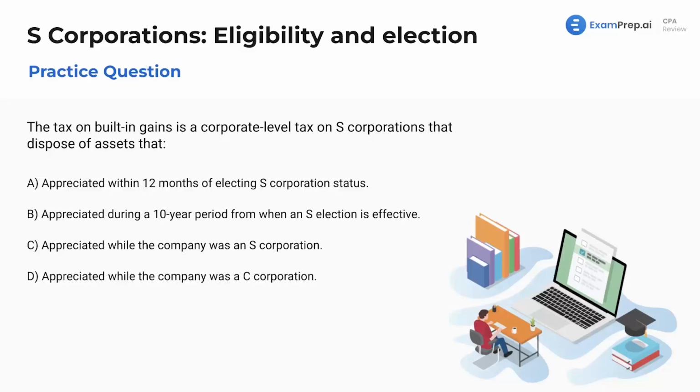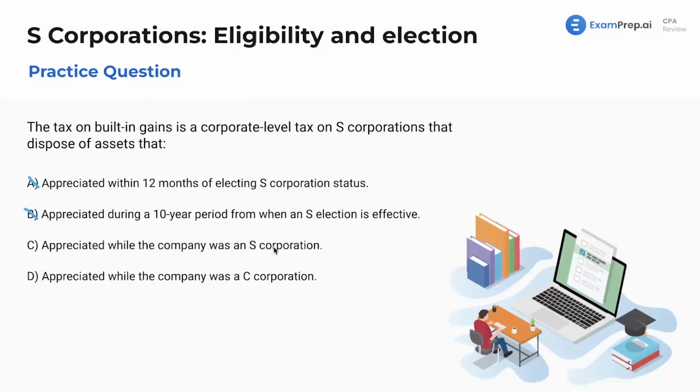If you're a corporation and you have all these assets that appreciated, you can't just say, oh, well, let's become an S-Corp because then we don't have double taxation on distributions, right? So that's a little taking advantage of the tax code, and as such, that's why this built-in gains tax exists. And what are we going to see? Well, appreciated within 12 months of electing S-Corp status? No. Again, this has to do with becoming a C-Corp. Appreciated 10-year? Nope, that's not at all. Nothing about that sounds correct.